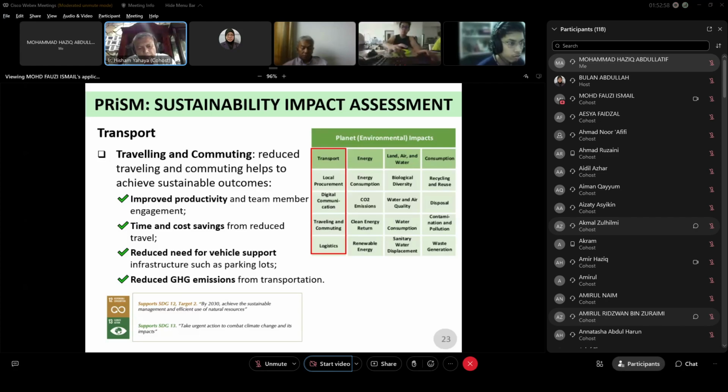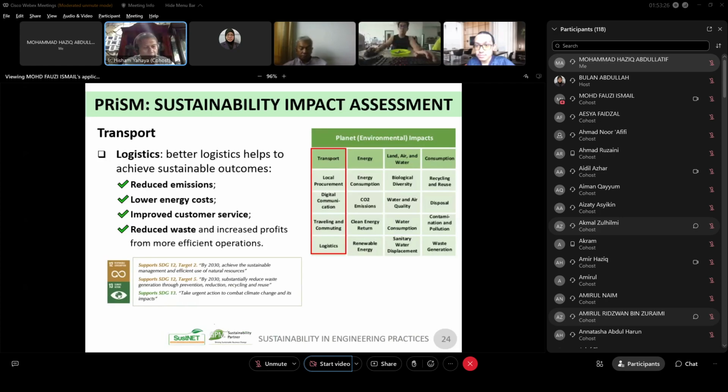Sometimes when people have cars, they park haphazardly within the community area, and you upset the community as well. So these are small things that you can do to manage the traveling or commuting time, to ensure that overall you have a positive sustainability impact. Okay, next slide please.